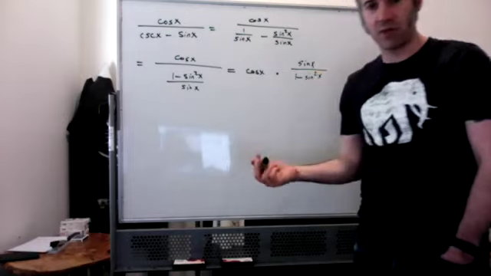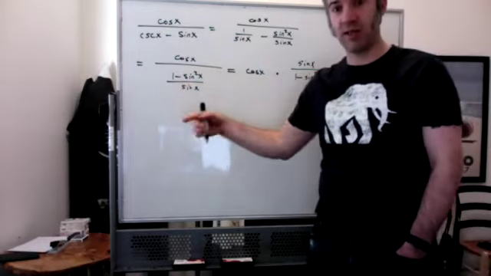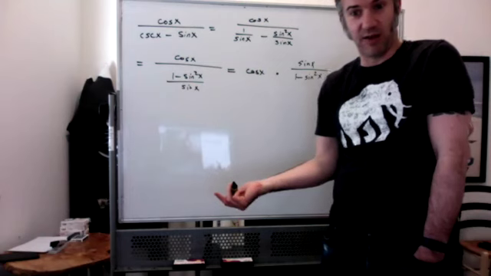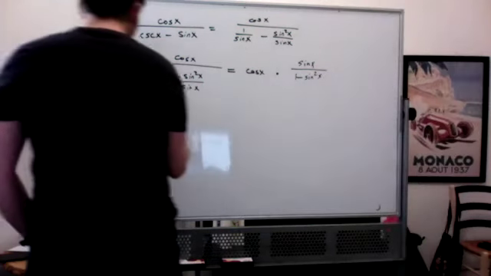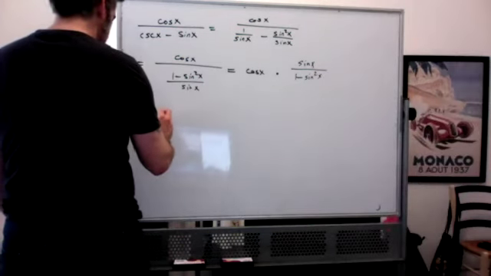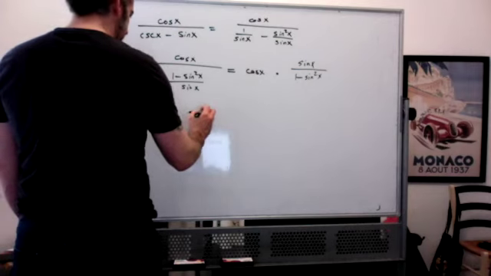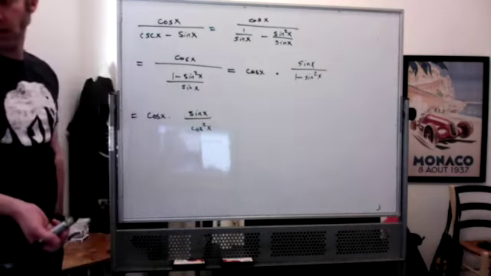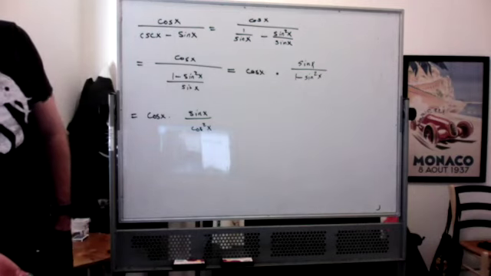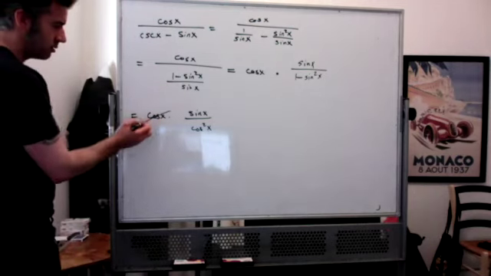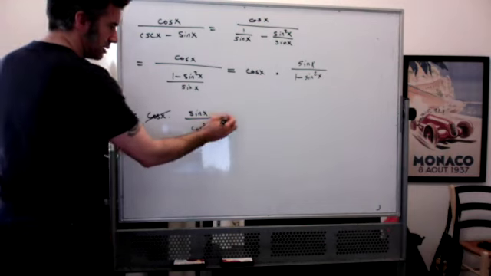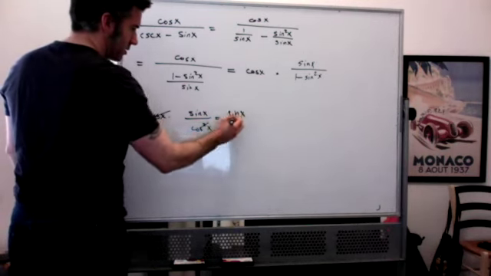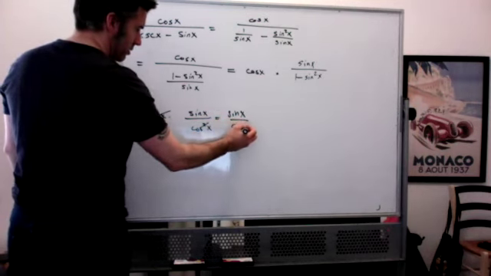I probably first would have changed 1 minus sine squared into cosine squared, but it's okay to not do that first. So then this is going to be cosine of x times sine of x over cosine squared of x. And then I can cancel a cosine and get sine of x over cosine of x, which is tangent.